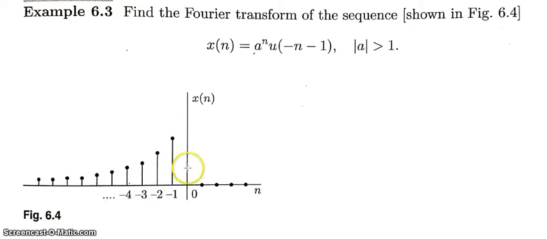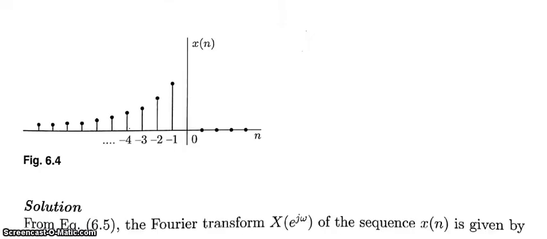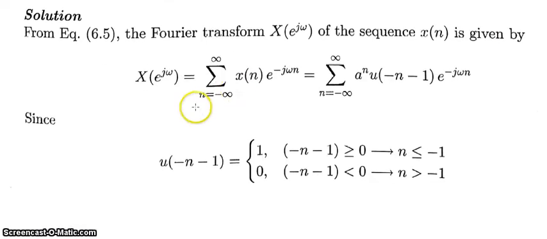So we are given a left-sided sequence which extends from minus infinity to minus 1. And X of e raised to j omega is the summation n equal to minus infinity to infinity x of n e raised to minus j omega n. In the place of x of n, we have substituted a raised to n u of minus n minus 1, and we know this u of minus n minus 1 has value 1 when n is less than or equal to minus 1, and it is 0 for n greater than minus 1.